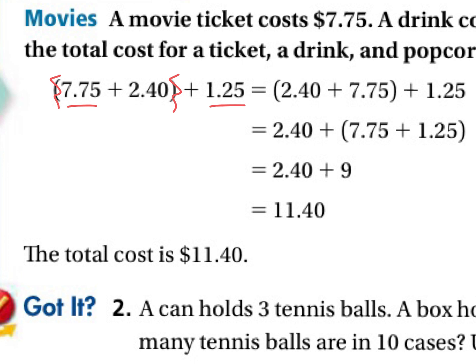So we can change the order. We can use the commutative property if we ignore the parentheses that we don't really need. Change the order with the commutative property, add those together, $9 plus $2.40 would be $11.40.